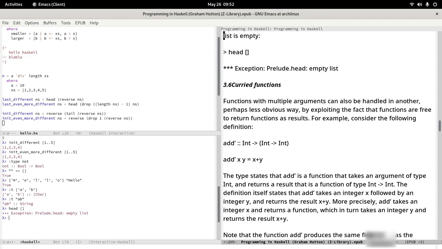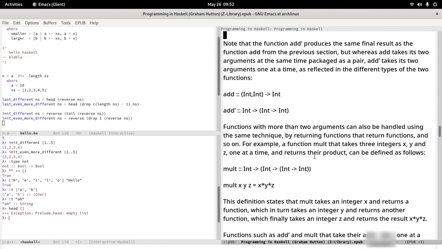Okay. It's just like normal curried functions, but these brackets, parentheses, are optional, I think, because function types are right associative. More precisely, add' takes an integer x and returns a function which in turn takes an integer y and returns the result x + y.